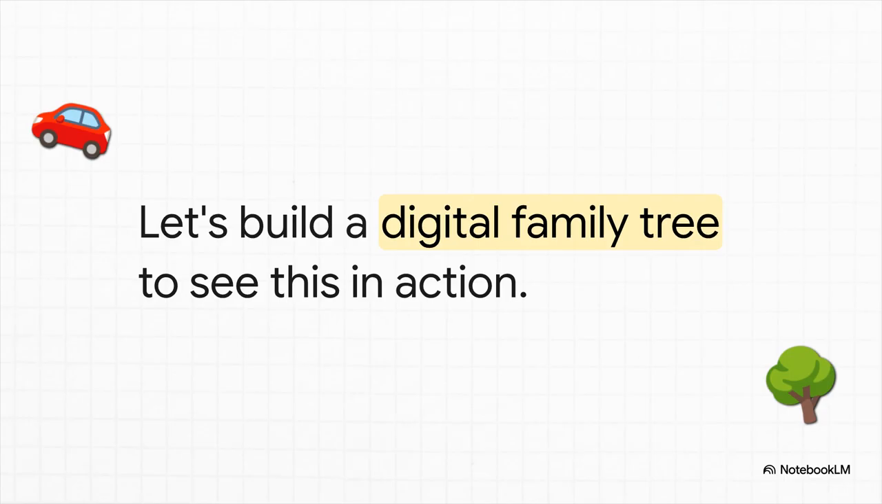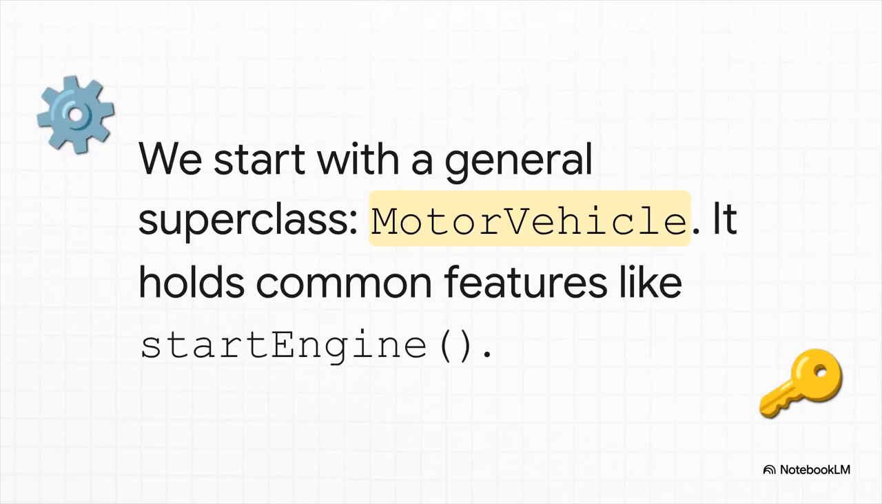We're going to build out one of these digital family trees right now. So at the very top of our tree, we'll make a general parent class called MotorVehicle. This is where we'll put everything that all motor vehicles have in common. You know, things like an engine that can start and stop or a variable for the fuel level.